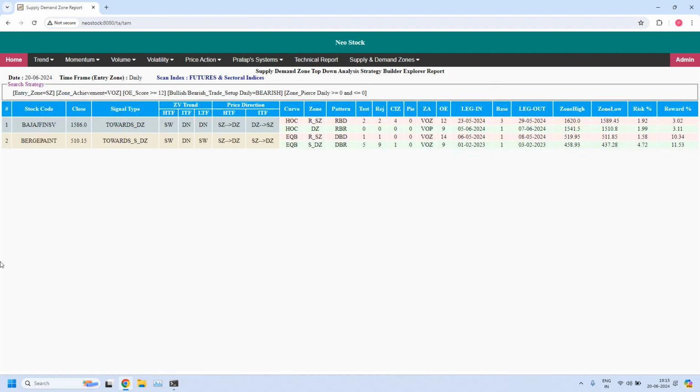Now generating the report, only two stocks are filtered. These two stocks are currently supporting bearish trade setup. And moreover, these two stocks are high liquidity zones.